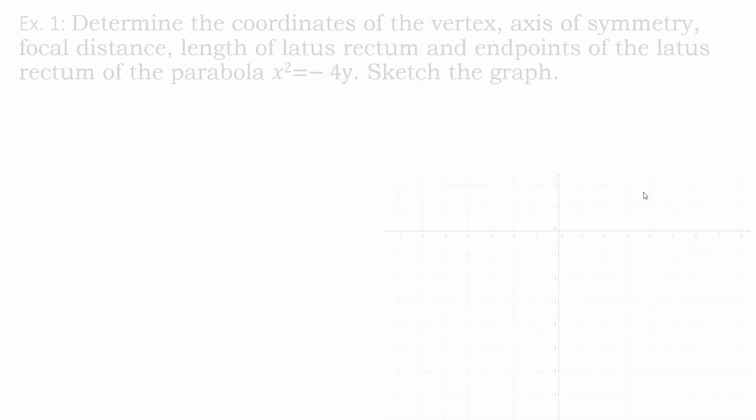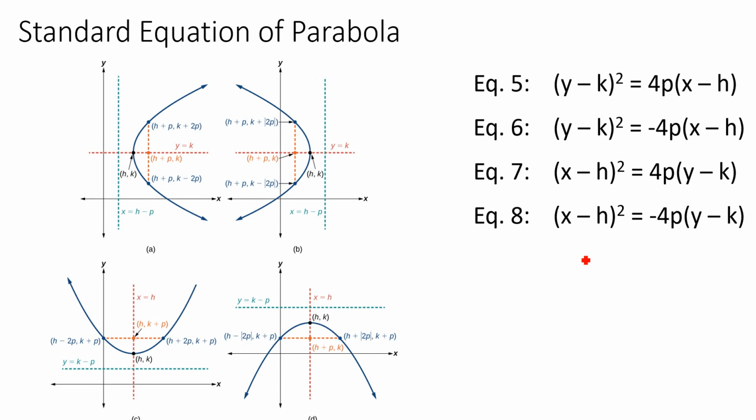Okay, before I forget, by the way, this 4p is actually the length of the latus rectum. Remember the definition of the latus rectum? The length of the latus rectum is 4 times the length of the segment joining the vertex to the focus. So the 4p there is the length of the latus rectum. Now, if you want to determine the length of the segment joining the vertex and the focus, then you have to divide the 4p by 4. Okay, so let's have the example.